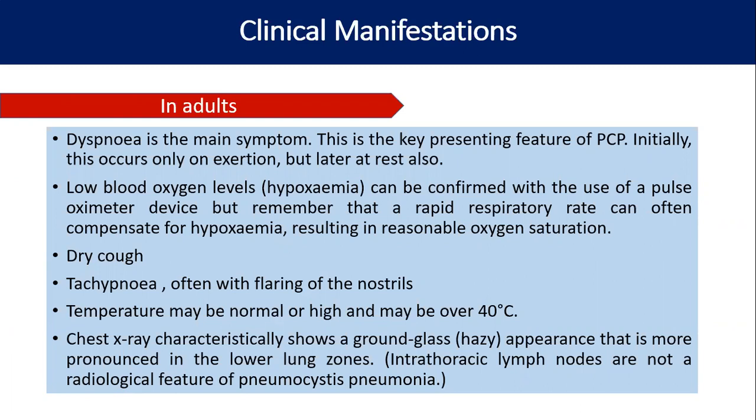Now, clinical manifestation. In adults, dyspnea is the main symptom. This is the key presenting feature, and initially this occurs on exertion, but later it also occurs at rest. Low level of oxygen, that is hypoxemia, can be confirmed with the use of a pulse oximeter. However, rapid respiratory rate can compensate for hypoxia, so reasonable oxygen saturation may be shown even in pulse oximeters. And then there is dry cough, tachypnea, often with flaring of nostrils, and temperature may be normal or high, or maybe above 40 degrees centigrade.